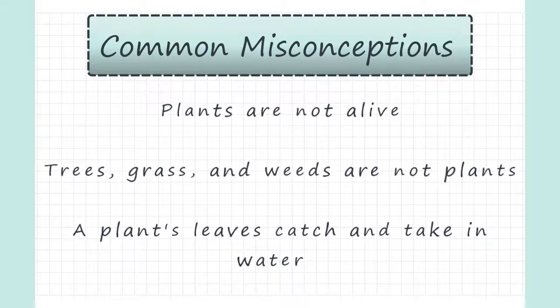The final misconception is the plant's leaves catch and take in water. Like we learned previously in our lesson today, the roots are the external part of a plant that absorbs water specifically from the soil. This is a common mistake because the roots are usually not exposed, so you and others may not recognize that roots are a part of a plant.